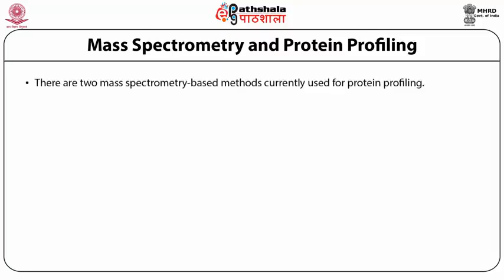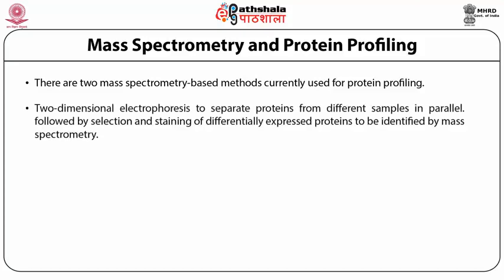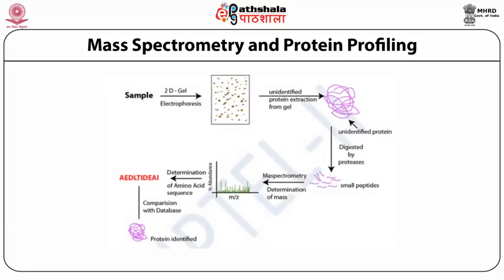There are two mass spectrometric-based methods which are currently used for protein profiling. The first uses two-dimensional gel electrophoresis to separate proteins from different samples in parallel, followed by selection and staining of the differentially expressed proteins to be identified by mass spectrometry. Here we are discussing how the proteins will be studied for the identification of those proteins.